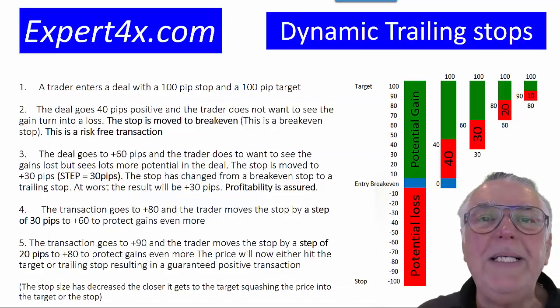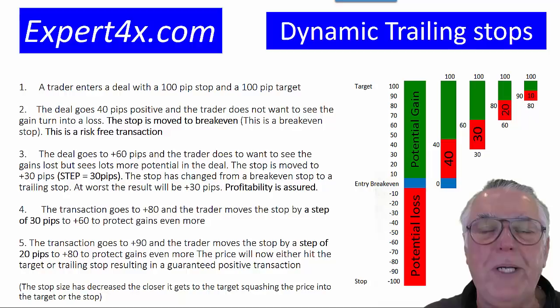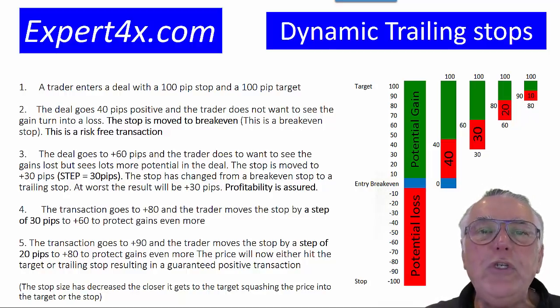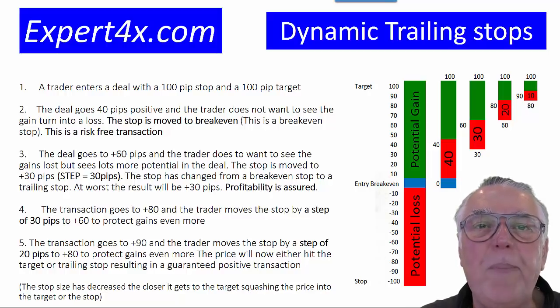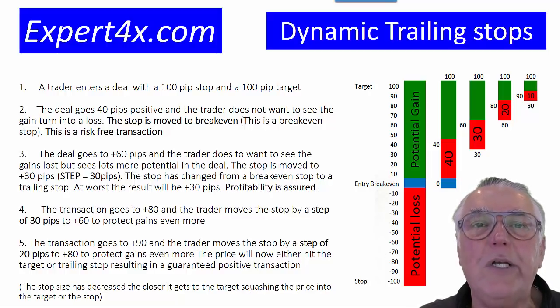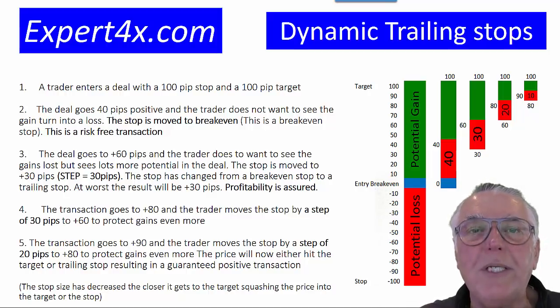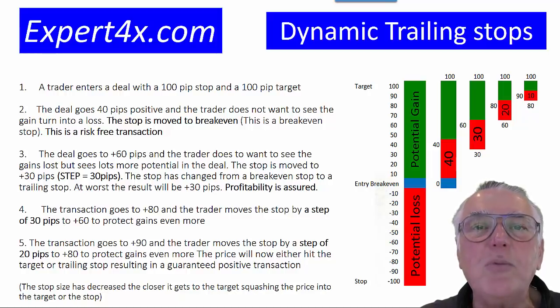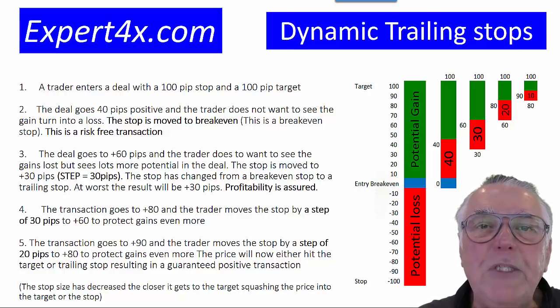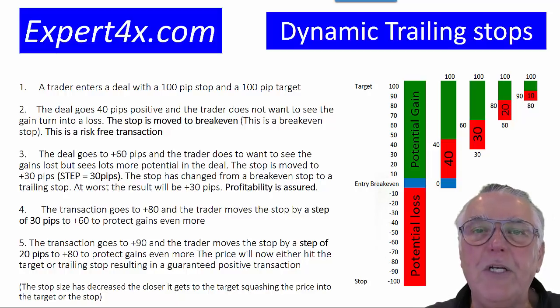Now the second example is a dynamic trailing stop. The dynamic trailing stop basically reduces the size of the following stop as the price is getting closer and closer to the target, effectively squeezing the price between the trailing stop and the target, making the loss if the price comes back smaller for the trader. It would start out exactly the same as before. We'd start out with a 40 pip trailing stop when the price goes to 40.